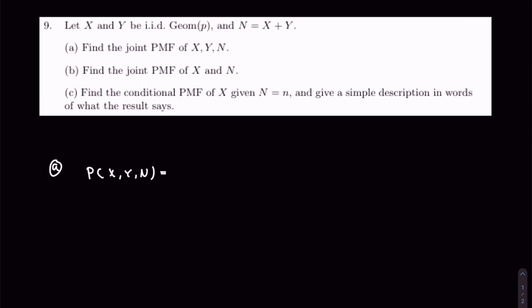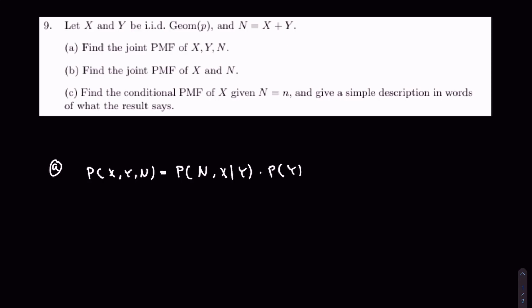And here, one way to think about this is that we at first are not given the distribution of N. So if we can write this PMF in terms of X and Y's, we then can use the fact that we're given the geometrical PMFs, and because they're i.i.d., we can just multiply them together. So let's factorize this. Can we condition on X or Y? It doesn't matter. So let's start by conditioning on Y.